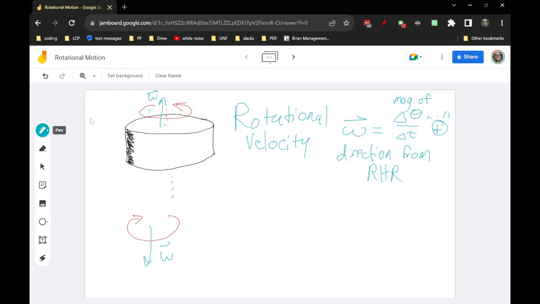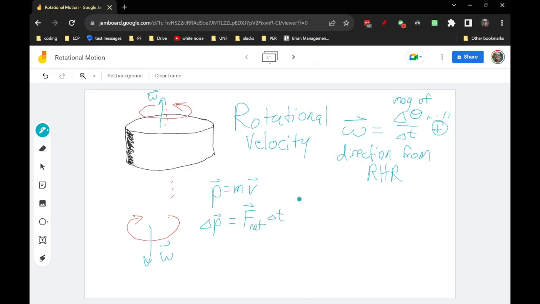Okay, so let's go back in time to when we first learned about how linear velocity changes. We had to define a linear momentum as mass times velocity, and we learned that the change in a momentum is going to equal the net force acting on an object times delta t.